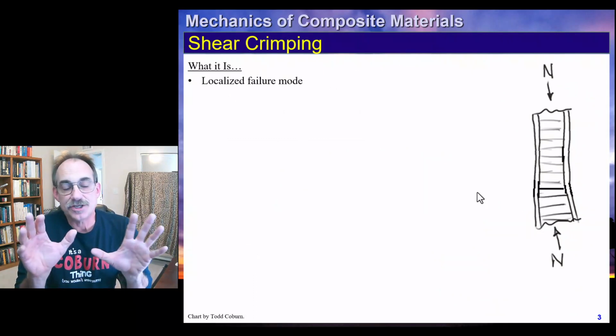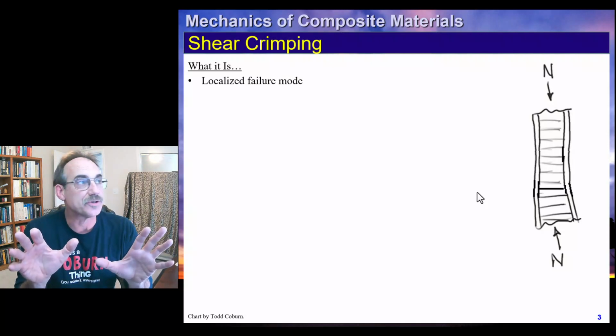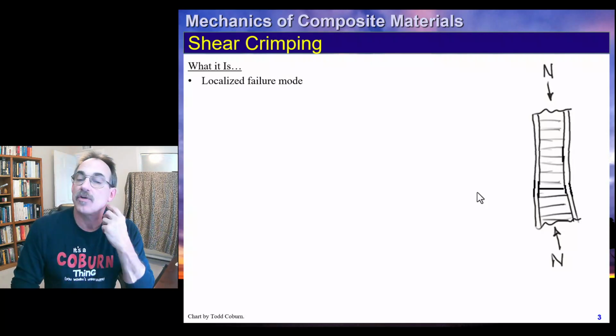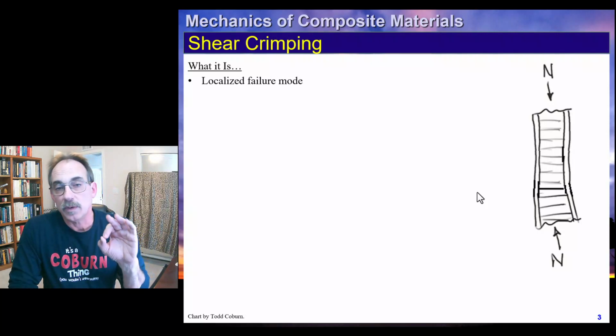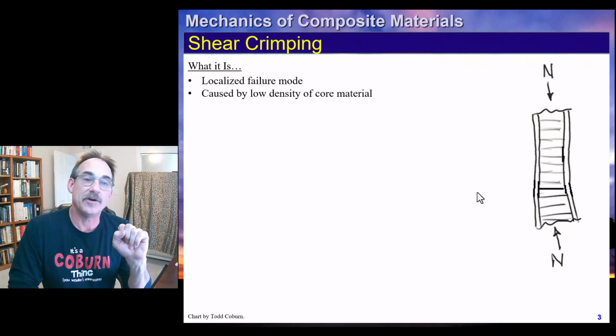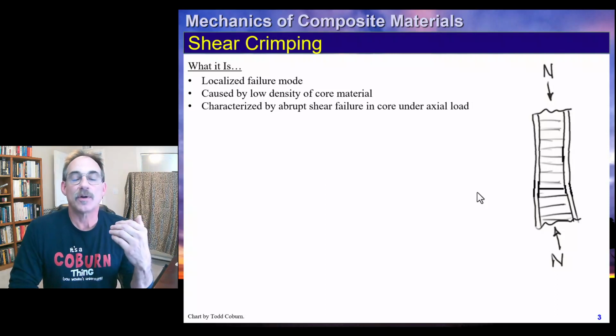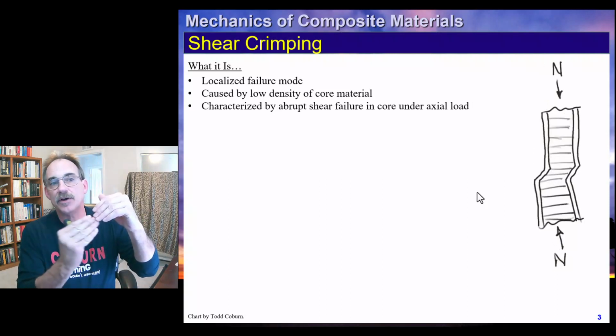The next idea is shear crimping. This is a very common failure mode for sandwich structures. This shear crimping occurs when we have compressive load, axial compressive load on the sandwich. It's a localized failure mode. It's caused by low density of the core material, and it's characterized by a sudden shear failure in the core.